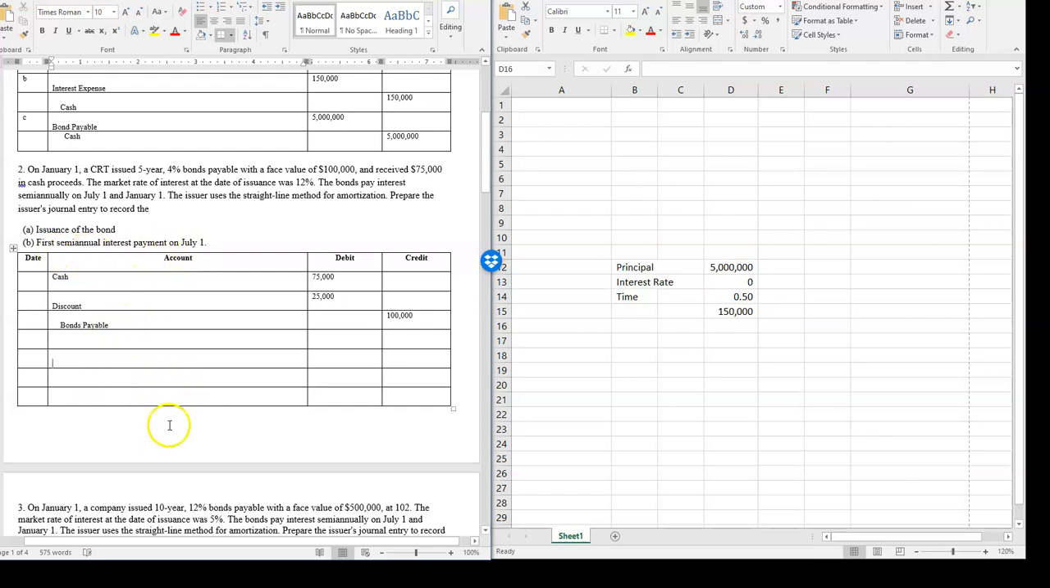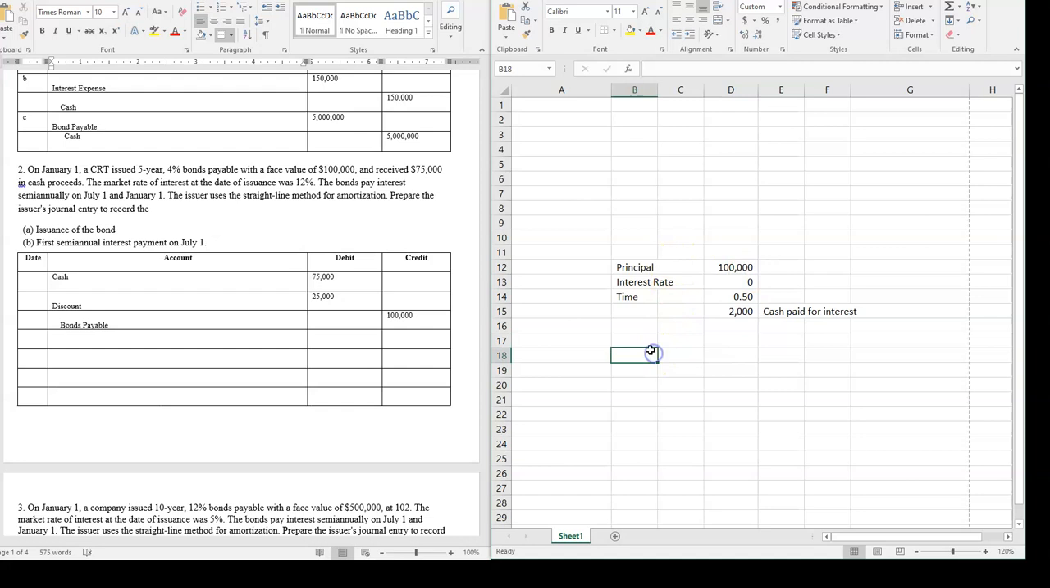Alright, then the first semi-annual interest payment on July 1. We have to think about two different things here. The first thing that we have to think about is this calculation of interest. So I'm just going to delete what I had and put in my new principal. My principal is $100,000. Remember, always face value when you do this interest calculation. My interest rate is 4%, and it's still half a year. And so when I multiply, I can see that the cash paid for interest needs to be $2,000.